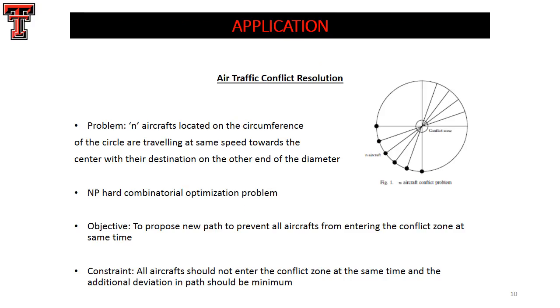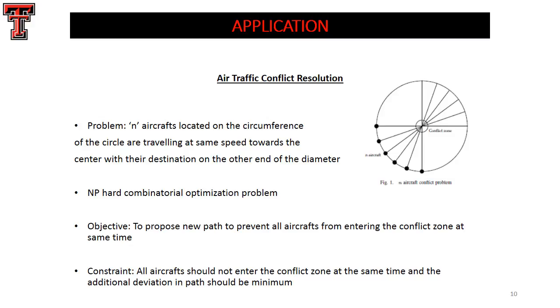This slide briefly describes an application of the problem to which the ant colony optimization technique has been applied. The problem at hand is air traffic conflict resolution. According to this problem, n aircraft located along the circumference of a circle are traveling towards the center with the same velocity, and each aircraft has its destination along the same diameter of the circle. This is an NP-hard combinatorial optimization problem. The objective is to minimize the path traveled by all the aircraft in such a way that none of the aircraft meet each other in the conflict zone at the same time.